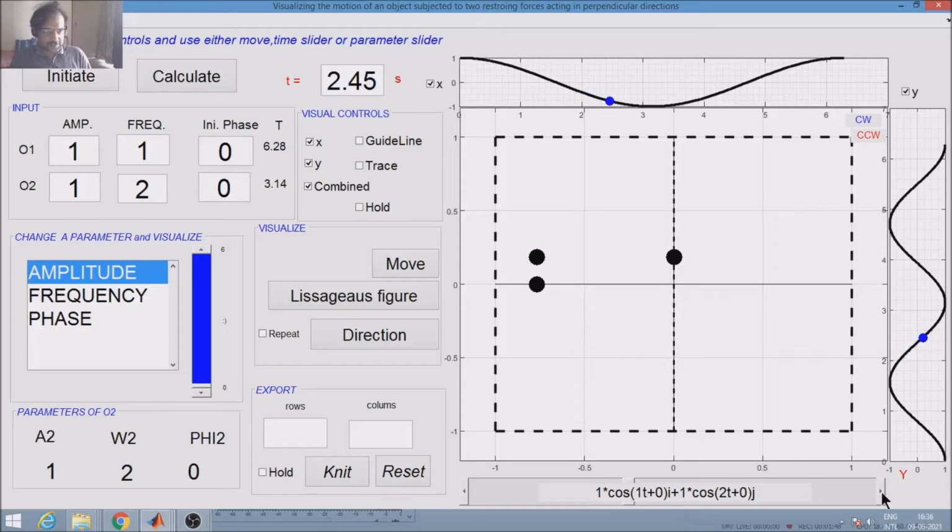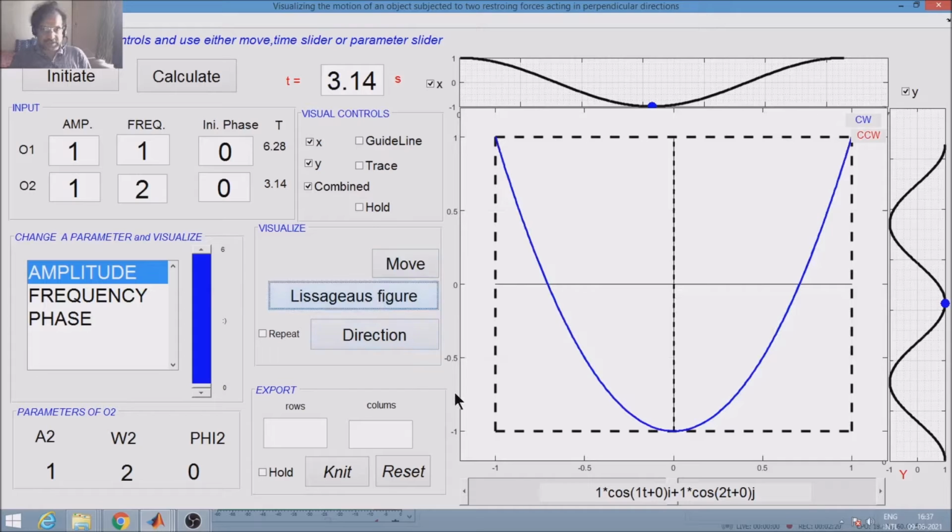remember the frequency of the second is double the first one, hence by the time the Y oscillator completes one oscillation, the X oscillator will complete only half the oscillation. So it has gone and it is coming back, whereas X is going and reaching its left extreme. Somewhere like this. So you can see the path had gone like this. So how was the path? It is something like this.